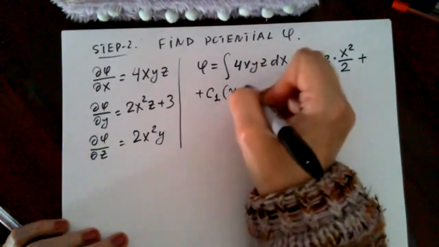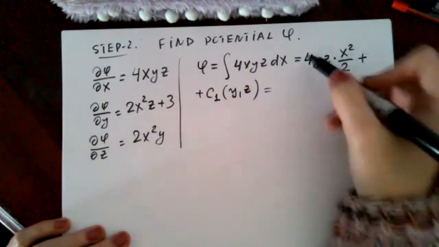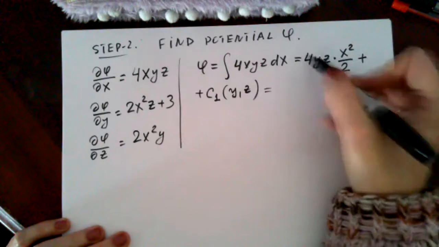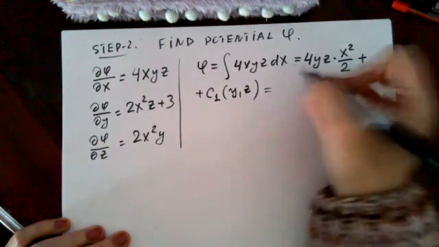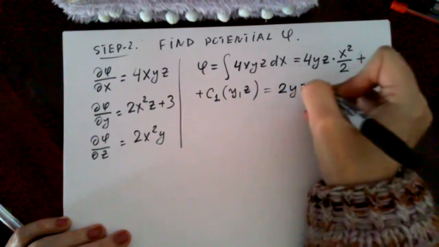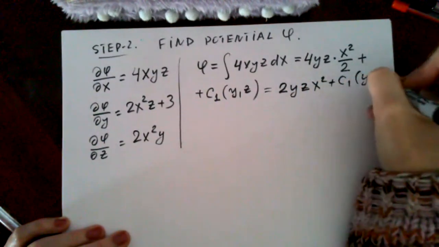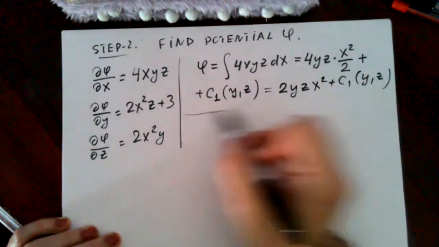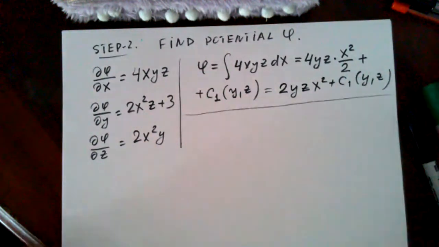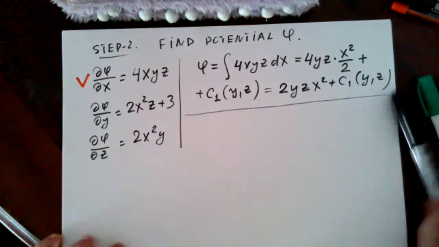That is why remaining variables should be written here. I think it's better to rewrite it because I'm tempted to cancel out these guys, 4 and 2, to simplify them. So it will be 2yz times x squared plus this function c1 of yz. So this was our very first step. And it means that we already used this piece of information, the first piece of information.